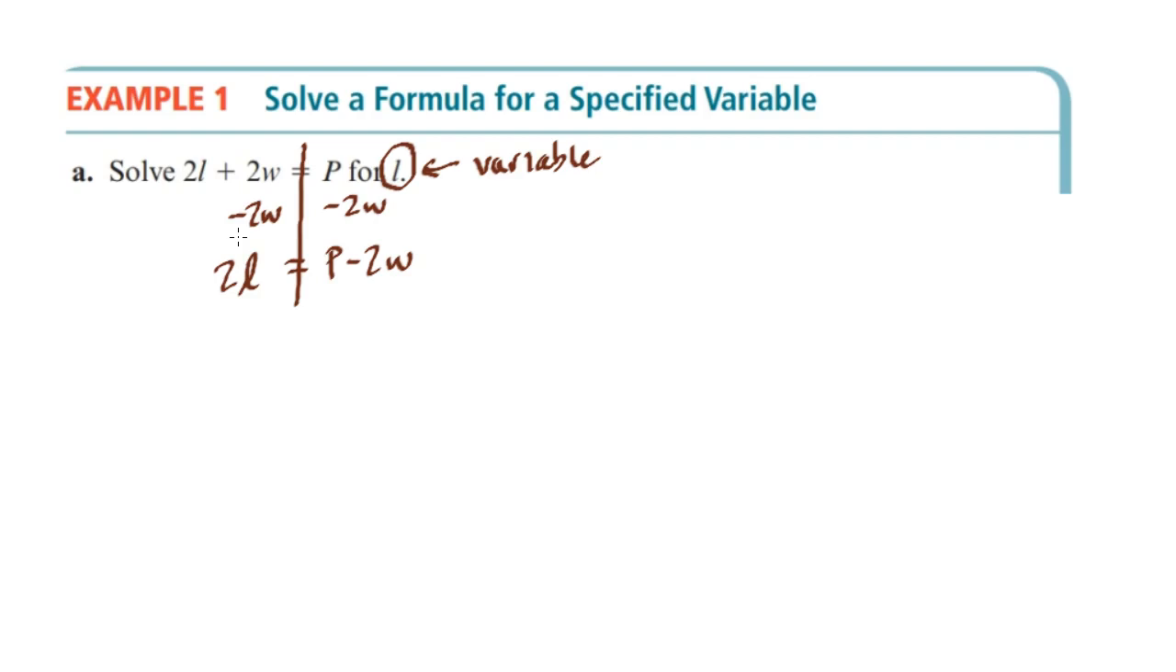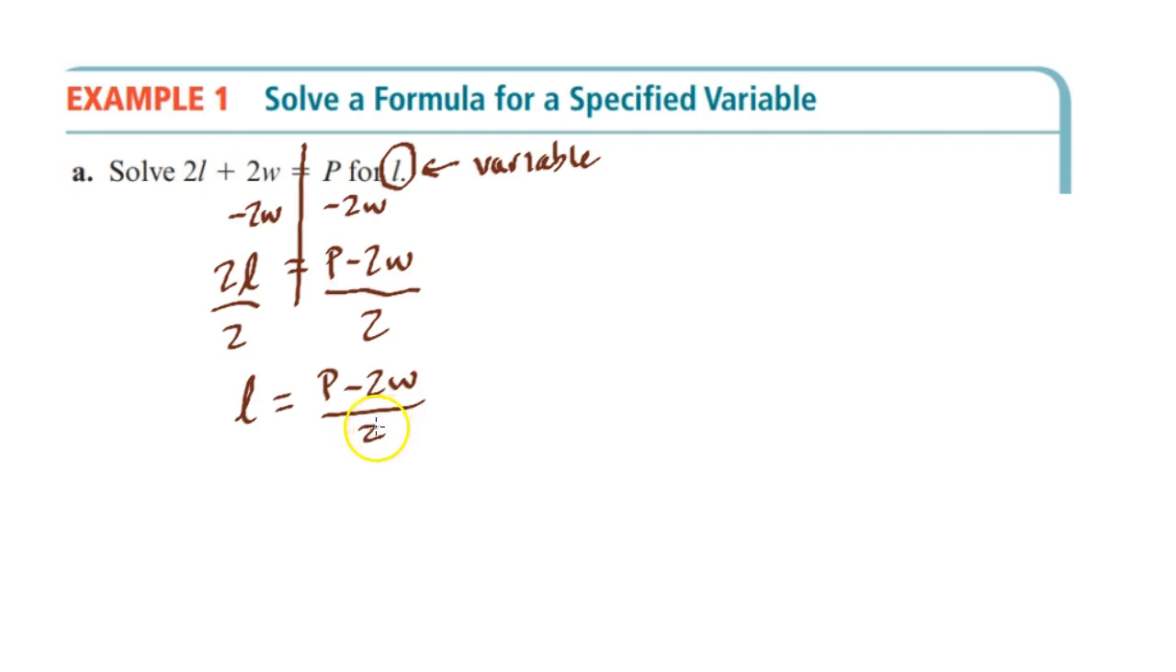So we're ready to use the multiplication and division property of equality. We want to solve for L, so we want to divide by 2. And that is pretty much it. We're done with this problem. So we get L equals P minus 2W over 2. Now it is possible to break this down a little bit further.